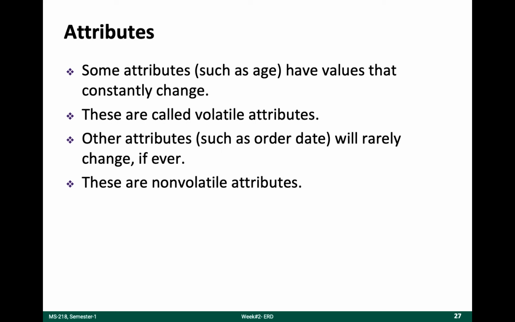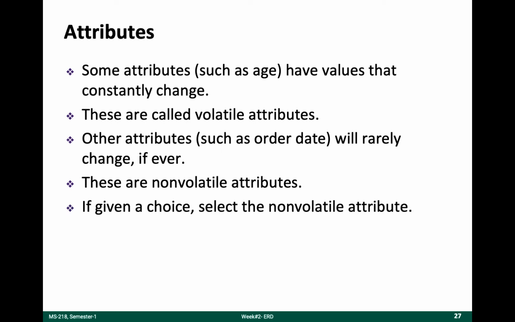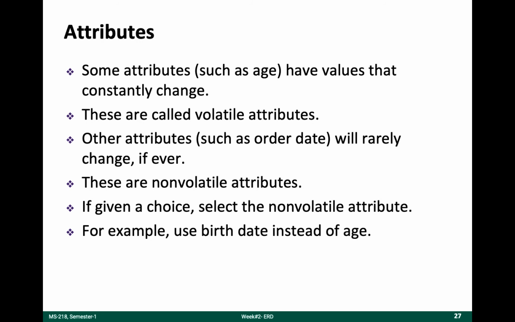Any idea, if I don't want the volatile attribute of age, what could be the attribute that I could store? Good, very good. From date of birth, I can compute age at any time. If it's 2021, I would just subtract the birth year and I can easily calculate age. So these sort of choices are very important. Given a choice, select the non-volatile attribute. For example, use birth date instead of age.